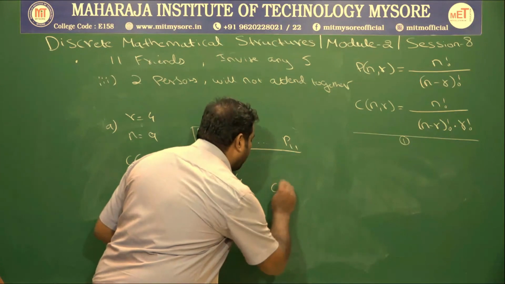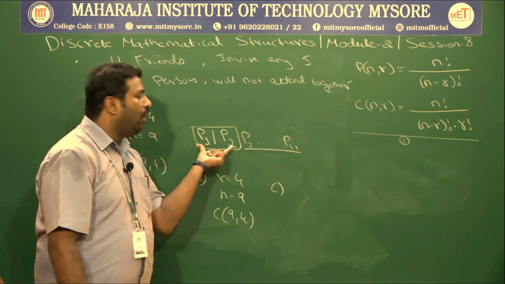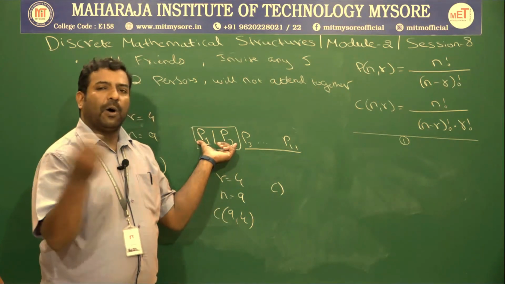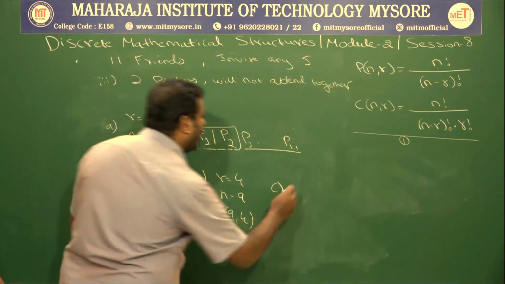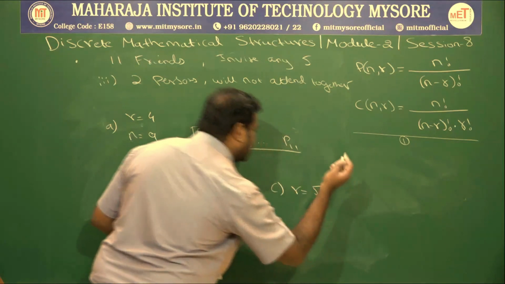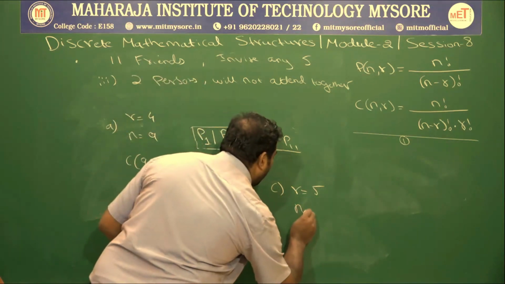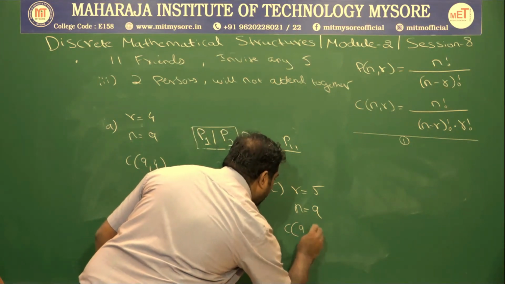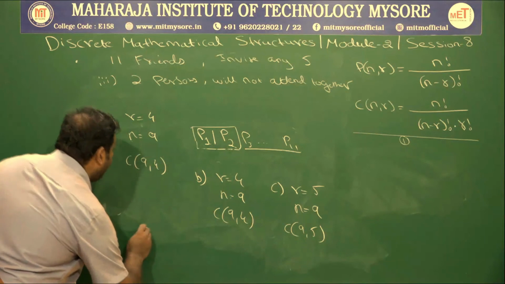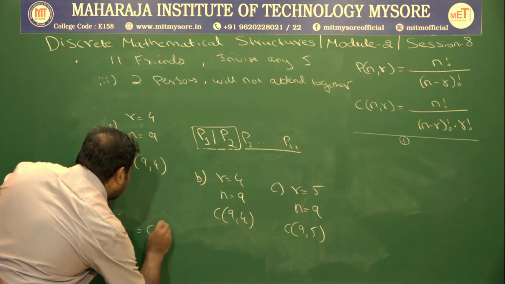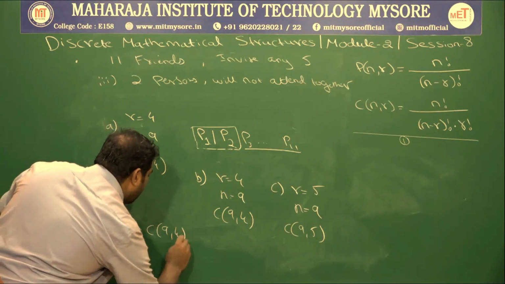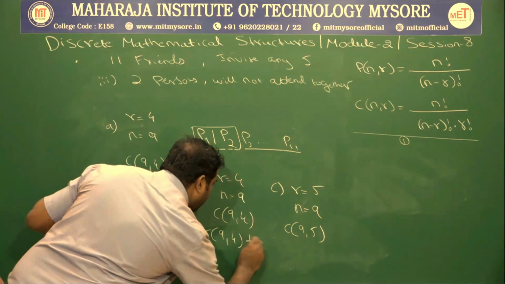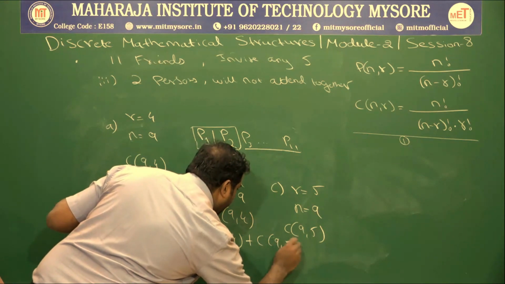Now there is one more case. What if I am not inviting both? If I don't invite both, these 2 will be out of my frame. Hence how many invitees do I need to pick? That is 5 friends out of 9. Hence I am going to have C of 9 comma 5. So now, taking all the cases, that is C of 9 comma 4 plus C of 9 comma 4 plus C of 9 comma 5.